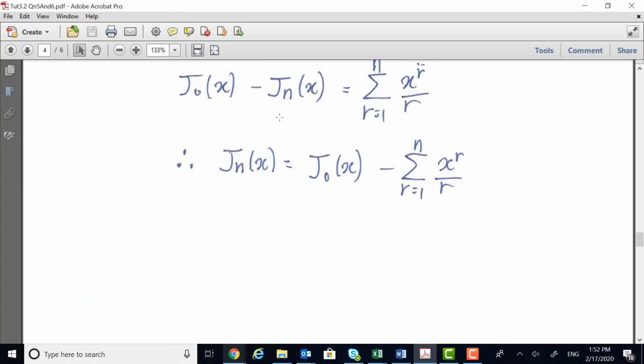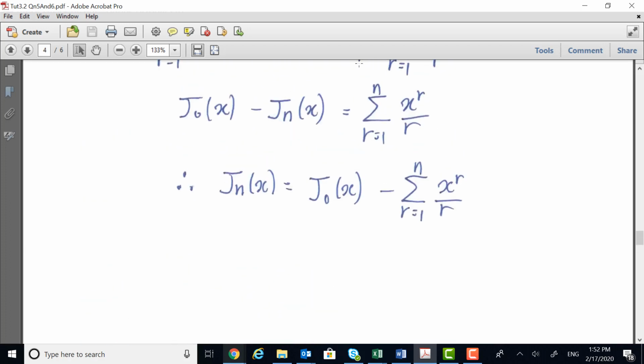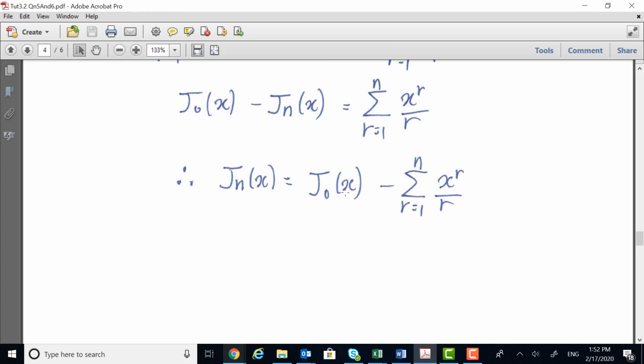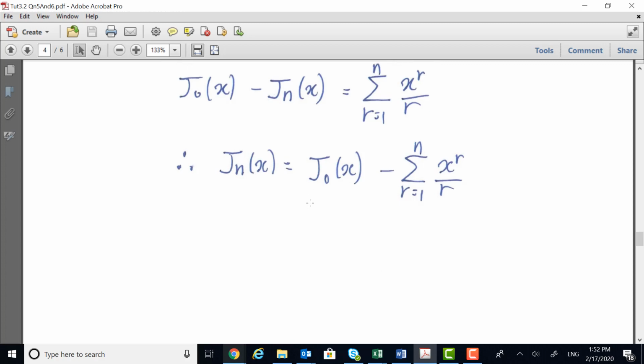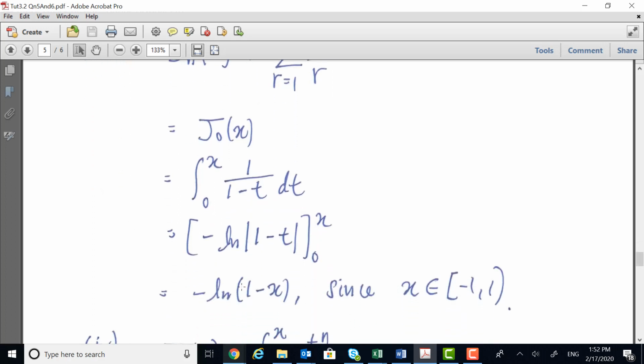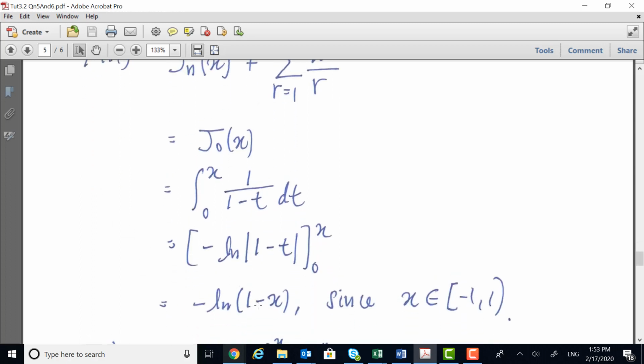Now that we have this expression, remember we have this slide. I simply bring this term to the left hand side, so that I have J_n plus the summation equal to J_0, and J_0 can be integrated directly. It's a simple integration that gives you minus ln(1 minus x). Do you realize that I didn't put a modulus here? There's no need for a modulus in this case since x is between minus 1 and 1, so this will always be positive.